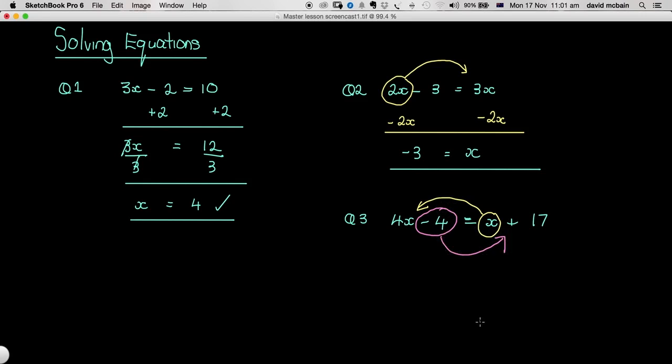So let's start. So we're going to move the x first. So we're minusing x from both sides. And therefore we're left with 4x minus x is 3x minus 4. And that equals, the x minus x is nothing, and that leaves us with 17. Now we're going to move the minus 4 to the right-hand side of the equation. So we're going to add 4 to both sides.